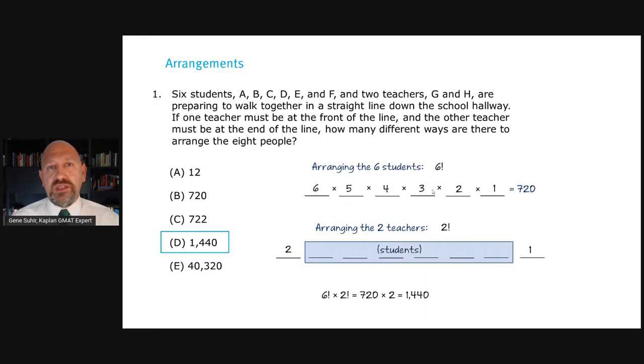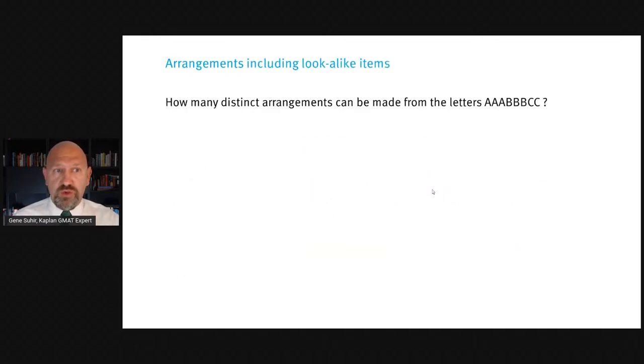So we have this concept of arrangements where it's very closely related to permutations that we'll get into in a little bit, which is why it's important to first get comfortable with this idea of arrangement. So let's throw in another little nuance. In this problem, you had these six distinct students, distinguishable from one another, two teachers, distinguishable from one another. So how do you deal with arrangements where you have lookalike items that are not distinct? How many distinct arrangements can be made from the letters AAA, BBB, CC?